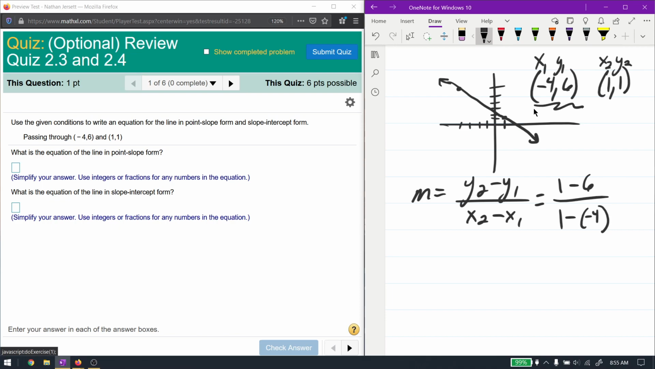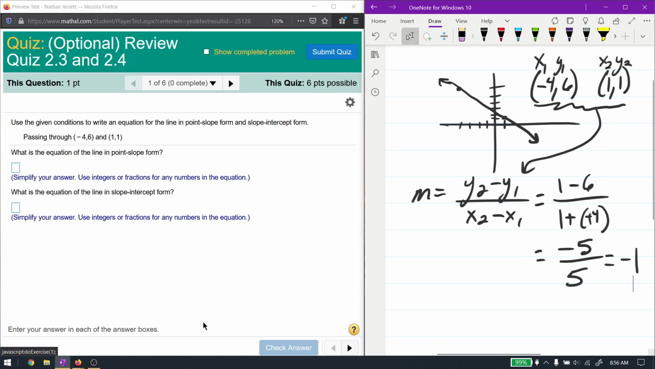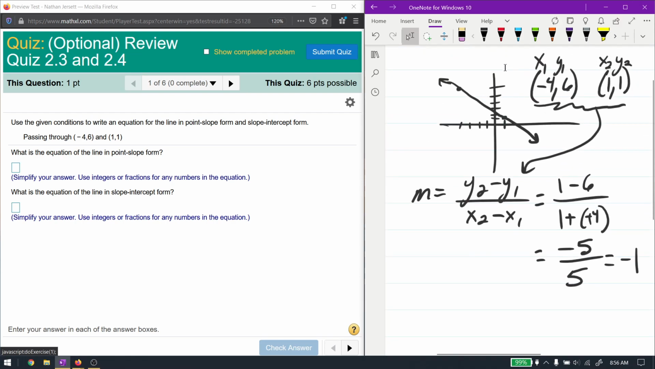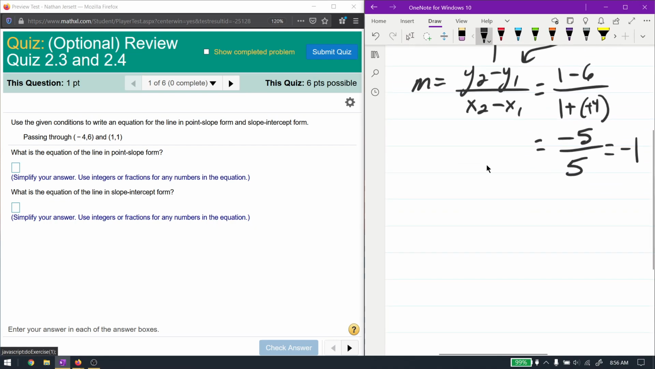I'm just plugging these things into our formula, and solving this gives us -5 on top and 5 on the bottom, which is -1. So we have a slope of -1, and we have one of these two points. It doesn't matter which point you choose, just choose one of them. I'm going to go for the (1, 1) because I think that's a little bit easier. The numbers are smaller.